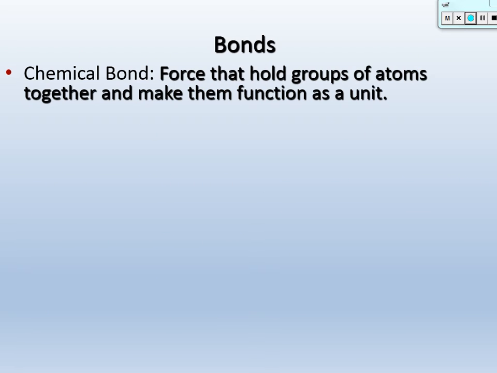All right, so let's get into bonding, how they form bonds with other elements. First of all, a chemical bond is a force that holds a group of atoms together, and it makes them function as a single unit. So when I say chemical bond, it's just a force that holds a group of atoms together. Helps them to function as a single unit.